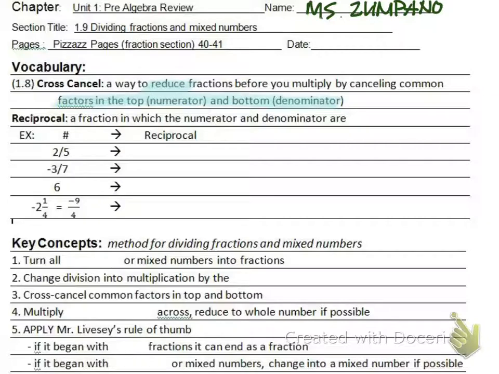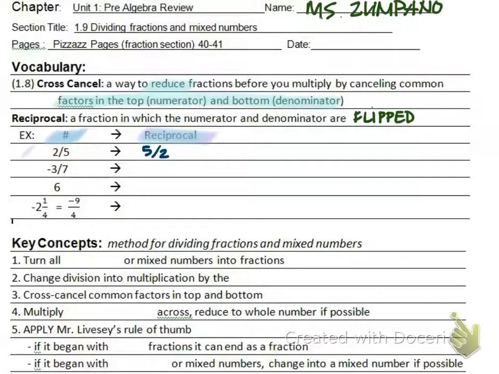Our next word that's new is reciprocal, a fraction in which the numerator and the denominator are flipped. So we're going to take a look at some fractions that have reciprocals, and we'll start with their number and then show you what the reciprocal may look like. So if I start out with 2 over 5, or 2/5, its reciprocal is going to be flipped, and I'm going to get 5 over 2.